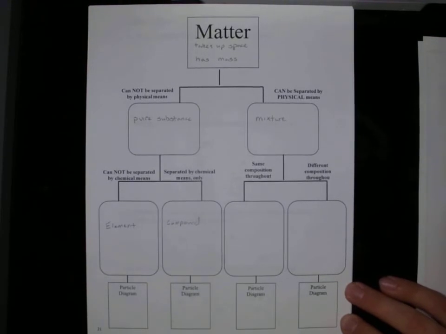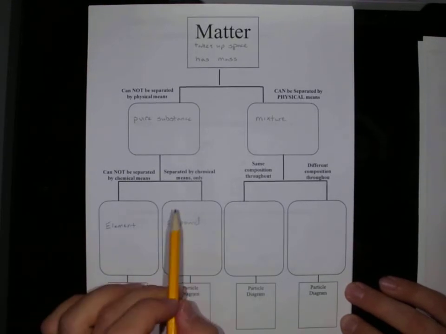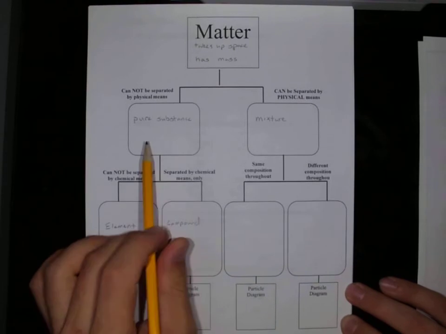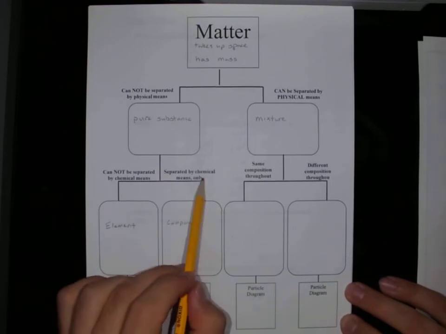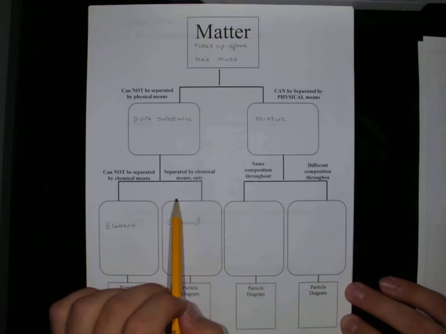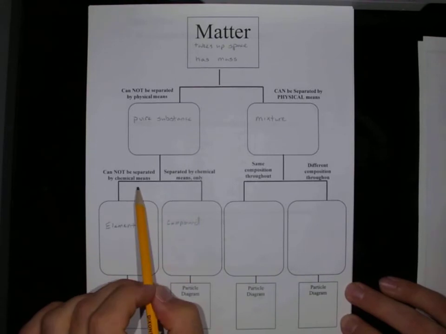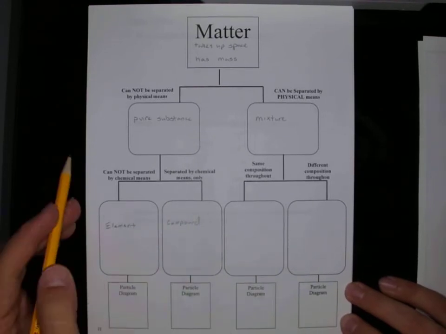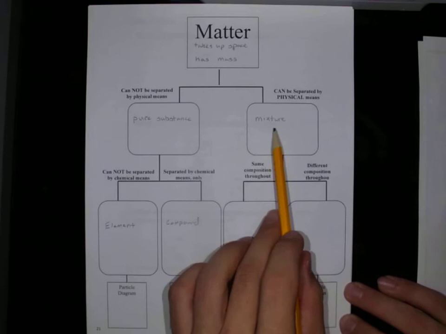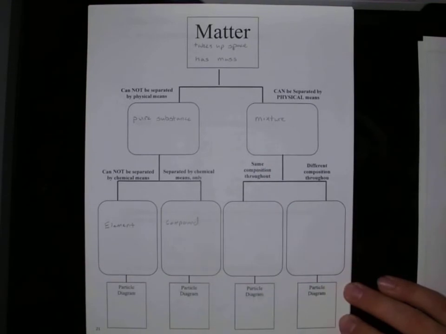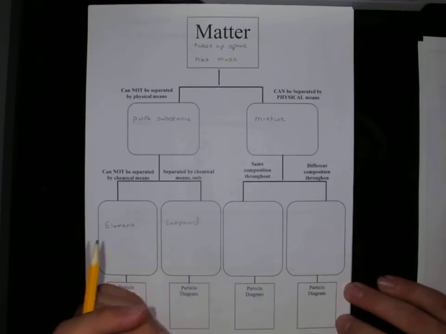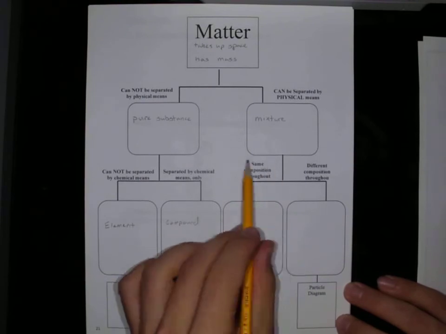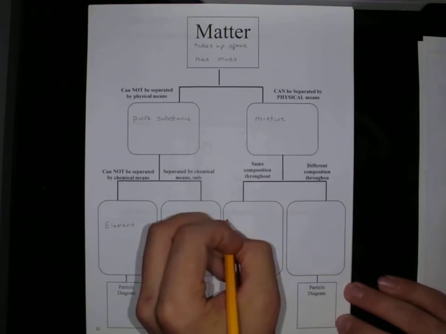So our compounds and elements, the difference between them, they both are pure substances, but the compounds can be separated by chemical means. Elements cannot. Okay? So if we have a mixture, we have a breakdown for that as well. There are different types of mixtures. If it's the exact same all the way throughout, this is called a homogeneous mixture.